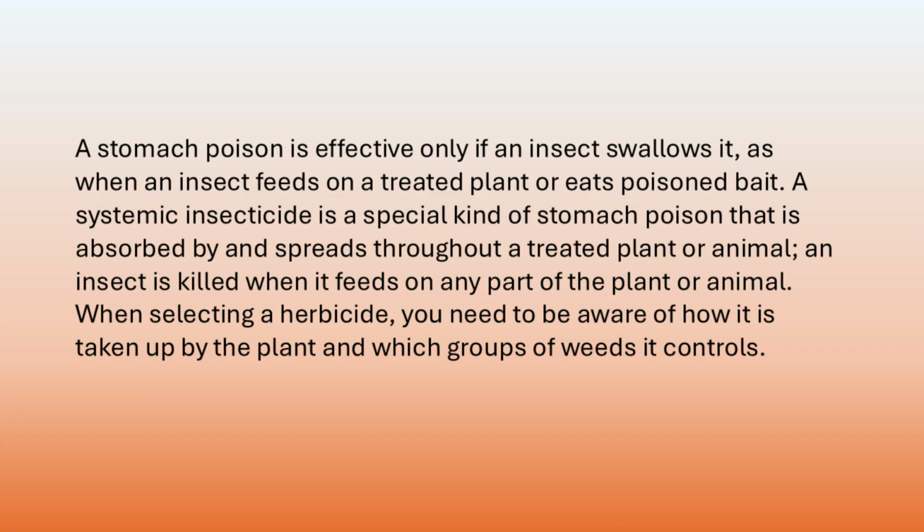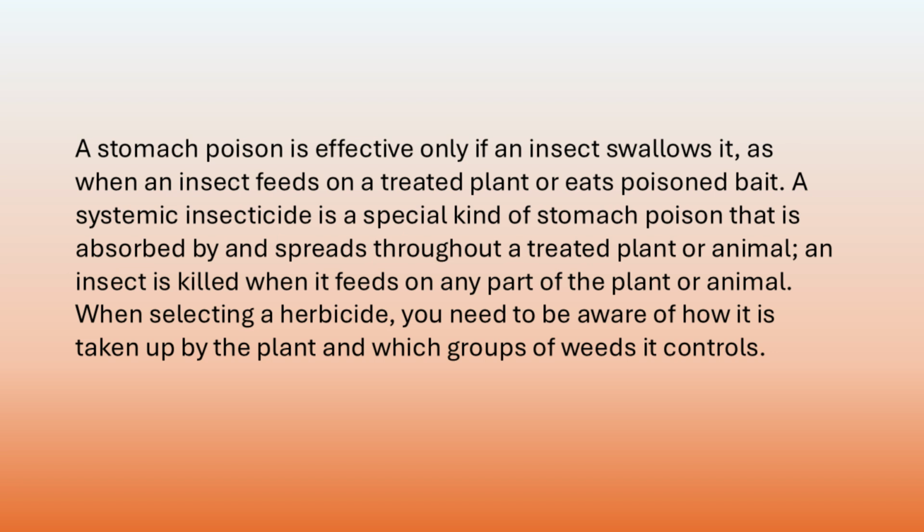A systemic insecticide is a special kind of stomach poison that is absorbed by and spreads throughout a treated plant or animal. An insect is killed when it feeds on any part of the plant or animal.